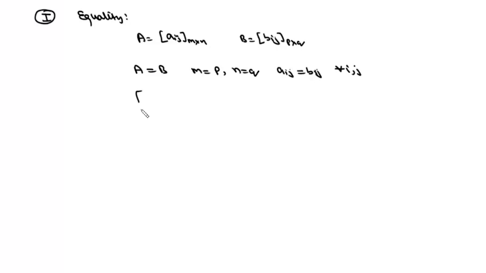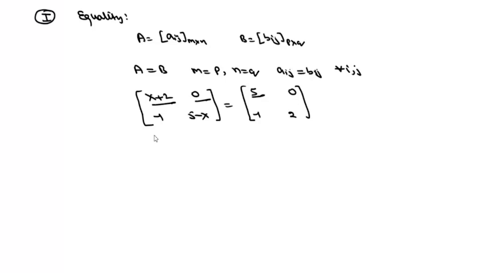So suppose we are given two matrices such that x plus 2, 0, minus 1, 5 minus x, is equal to 5, 0, minus 1 and 2. Now we compare them; all the elements must be the same. Here we'll get x plus 2 equals 5, and 0 equals 0, minus 1 equals minus 1, and 5 minus x equals 2. So the value of x is 3 and here also the value of x is 3. So we are getting a simultaneous equation. So these two matrices will be equal when the value of x is 3.